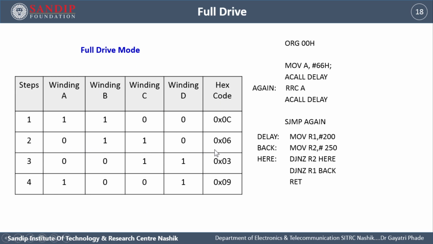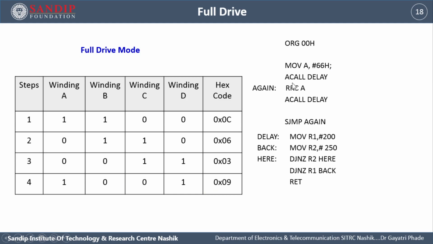Here I have chosen the bit pattern 6 and I have made it 66, so it won't affect when I do the rotation. So MOV A, #66. Hope you understand why this magic figure 66. You can take any of the stepping sequences out of these 4. I have chosen this. So with RRC we will be getting the next bit pattern.